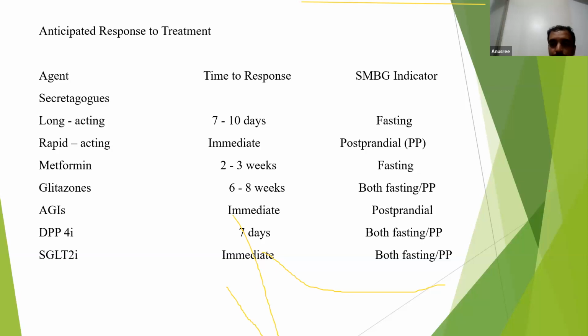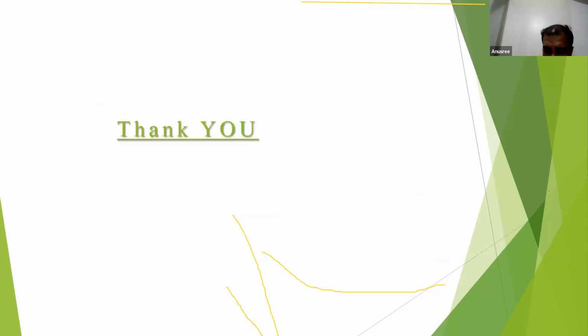And the fasting sugar will be an indicator for its control. Glitazone takes 6 to 8 weeks, affecting both fasting and PPBS. DPP-4 inhibitors and SGLT2 inhibitors take 7 days and are immediate. And thank you for patiently listening.